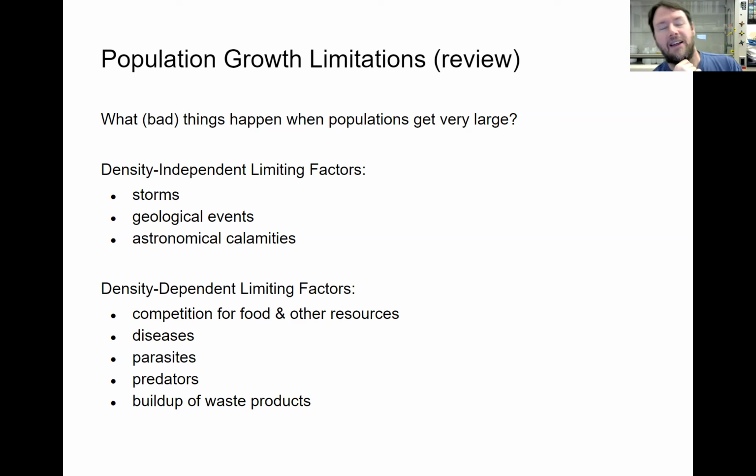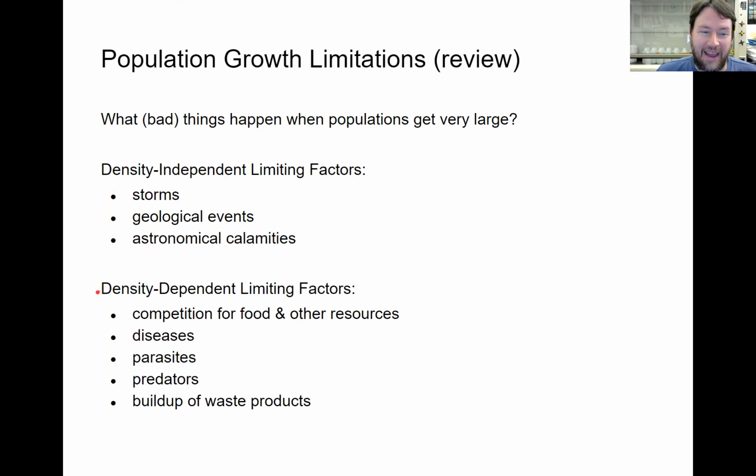Yeah, actually, I would say that humans have an ability to think about where they make their habitats and could avoid some of these density independent limiting factors. We'll put it that way. But often we choose not to. We choose to do the opposite.